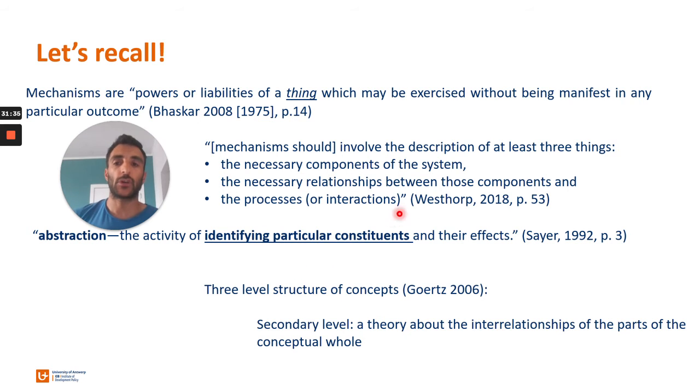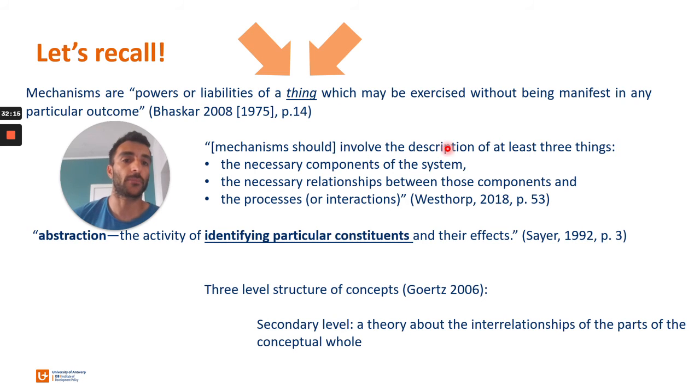So remember, recognize the similarities between these very different authors, although they are often talking about different things. Here we're talking about the conceptualization by Goertz, interrelationships of the parts of the conceptual whole. Here again, identifying particular constituents. Here again, components of the system, relationships between those components. And this refers then to the thing which has a power, which is a mechanism, which may be exercised without being manifest, etc. Now we're going to talk about, okay, but what exactly is this thing that possesses powers?